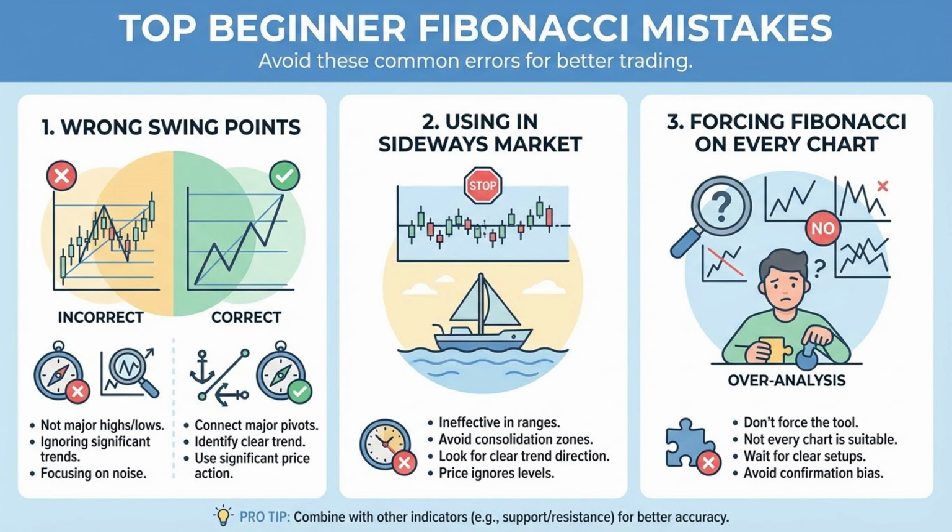The second mistake is using Fibonacci in a sideways or ranging market. When the price moves with no real direction, Fibonacci levels lose their meaning because the market does not respect them. Fibonacci works best only when there is a clear uptrend or downtrend. The third mistake is forcing Fibonacci onto every chart. Not every price movement needs Fibonacci analysis, and using it too often can lead to over-analysis and confirmation bias. Instead, traders should wait for clean, obvious setups where the trend is clear. Avoid these mistakes and combine Fibonacci with other tools, such as support and resistance, for better accuracy and more confident trading decisions.